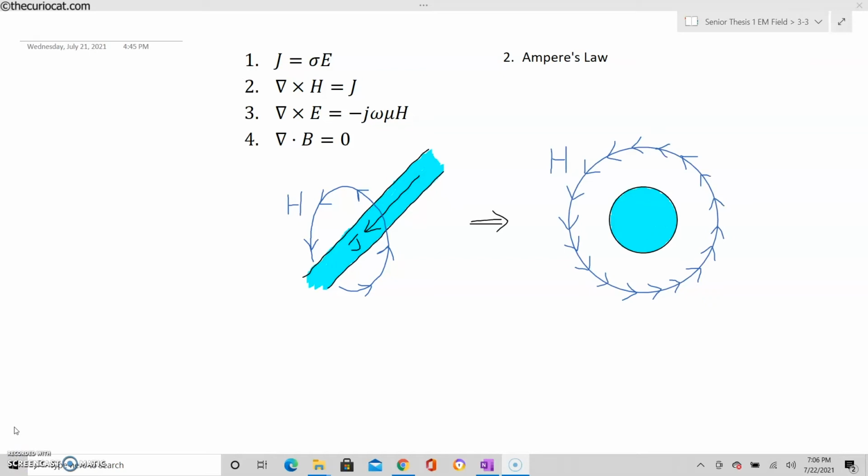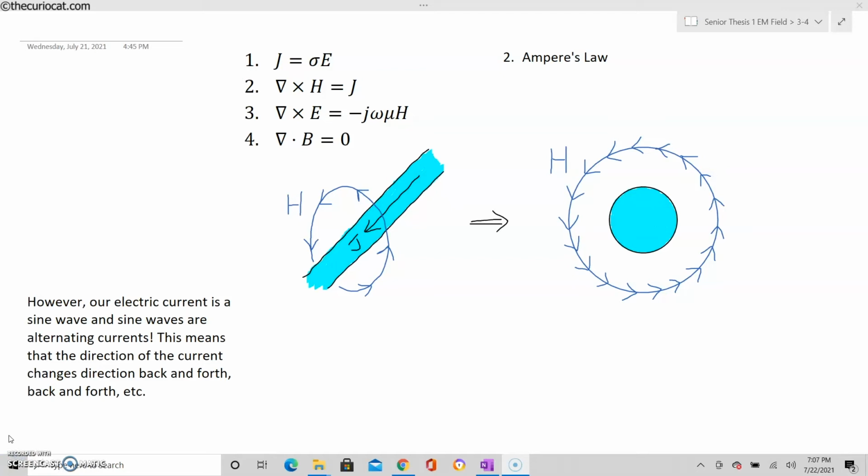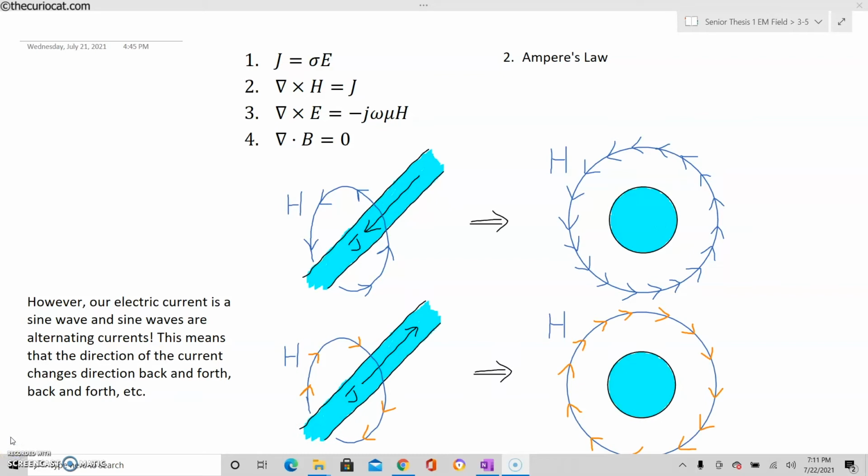According to the right-hand rule, if the current is coming out of the screen towards you, the magnetic field should go in a counterclockwise direction. However, our electric current is a sine wave, and sine waves are alternating currents. This means that the current changes direction back and forth. So here I've drawn the case where the current density is going down the wire into the screen away from you. In this case, you see that the direction of the magnetic field is clockwise.